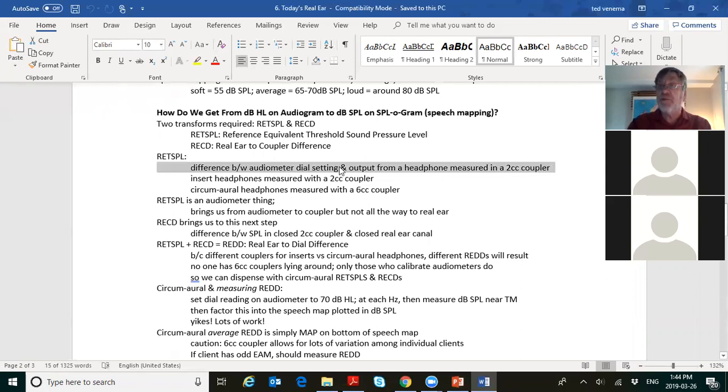If the dial says 70 at 1000 hertz, it's not going to be 70 at 1000 hertz in the 2cc coupler. It's going to be different, because the dial reading is in dB HL, and what's being measured in the 2cc coupler is dB SPL. So insert headphones are measured in a 2cc coupler. By the way, circumoral headphones are measured in a 6cc coupler. And people don't have 6cc couplers lying around, okay? Nobody uses 6cc couplers except people coming around to calibrate your audiometers. And if you're using circumoral headphones, they're going to put your circumoral headphone on a 6cc coupler.